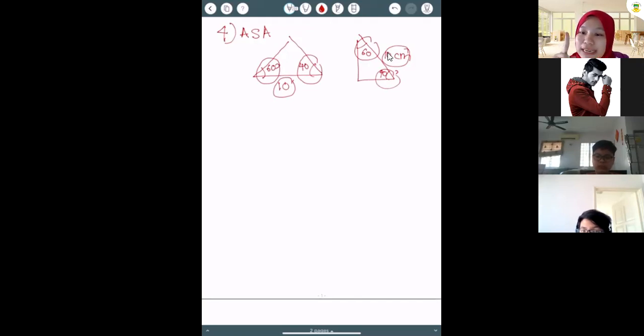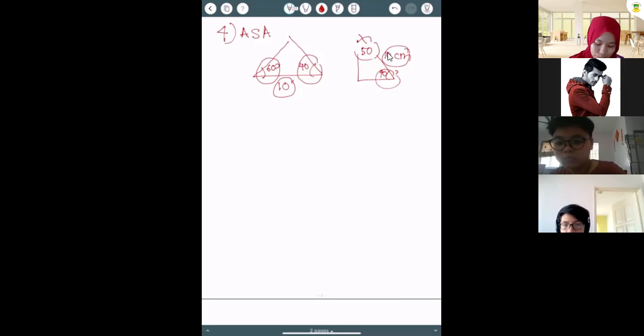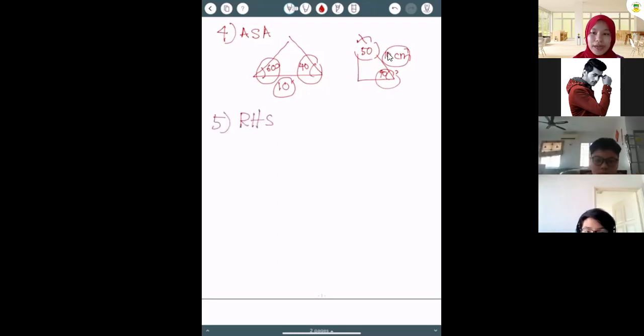But with one condition, you must make sure that their values are all the same. If one of them is 50 degrees, you cannot tell it is congruent. You must make sure that all the values are the same, then only can you tell that they are congruent. Okay, that is the fourth condition. And the last one is RHS. What is R? R stands for right angle.